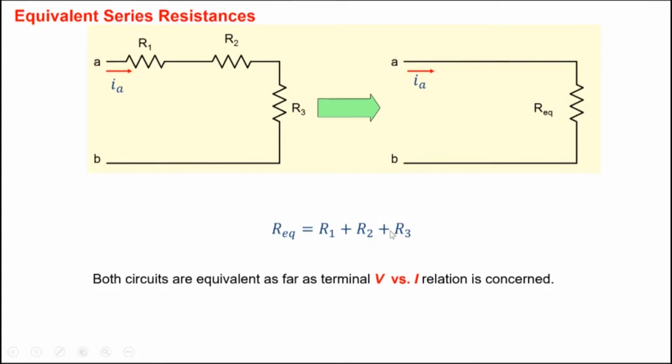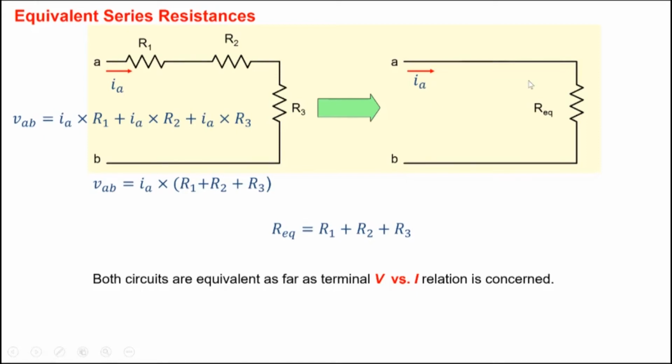R equivalent is R1 plus R2 plus R3. Well, through KVL and KCL. So for example, if we apply KVL to this particular loop here, we write VAB equal to IA into R1, plus IA into R2, plus IA into R3. We have implicitly used KCL because the same current is flowing in all these elements. VAB is IA into R1 plus R2 plus R3.